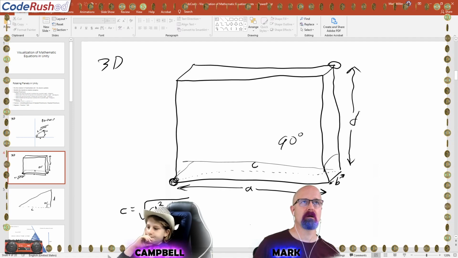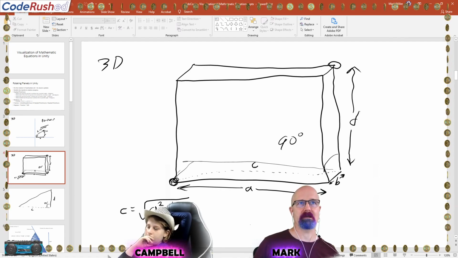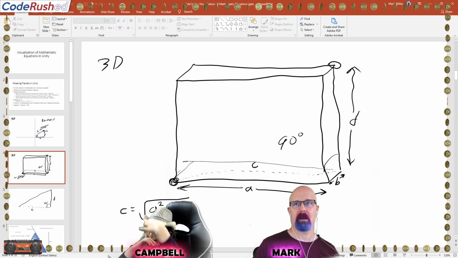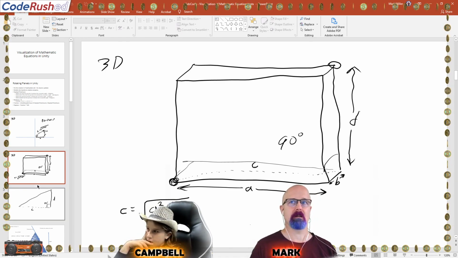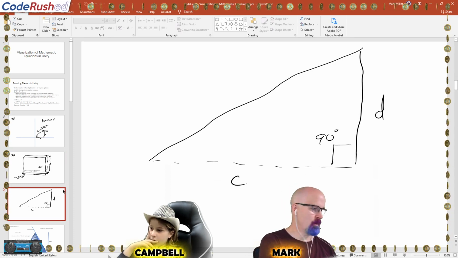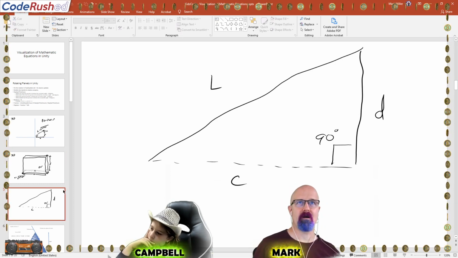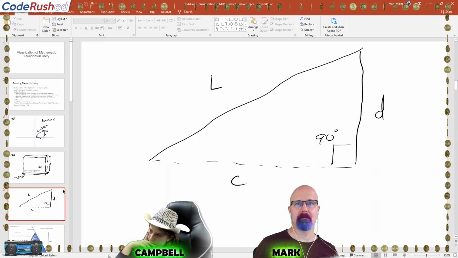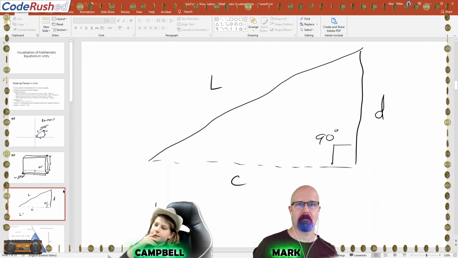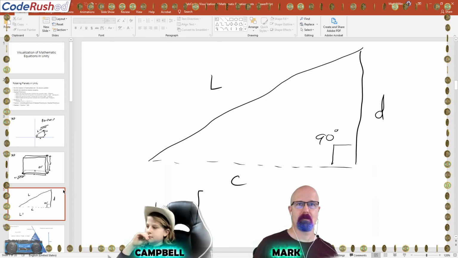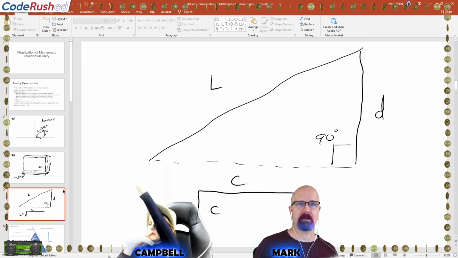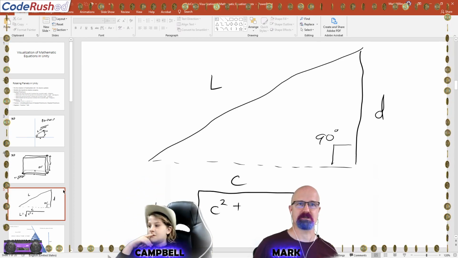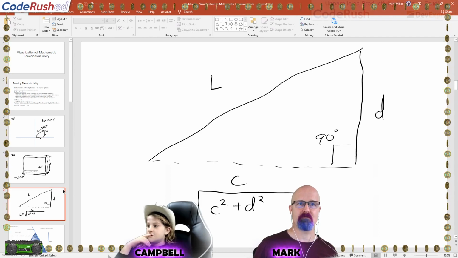That diagonal is what we're trying to find. You see that, Campbell? Yes. So that's the same. Whatever that diagonal is, we call it L, like the length. That's L right here. With me so far? Yeah. L is equal to what? L is equal to the square root of c squared plus d squared, because that's just Pythagorean's theorem. With me so far? Yes.